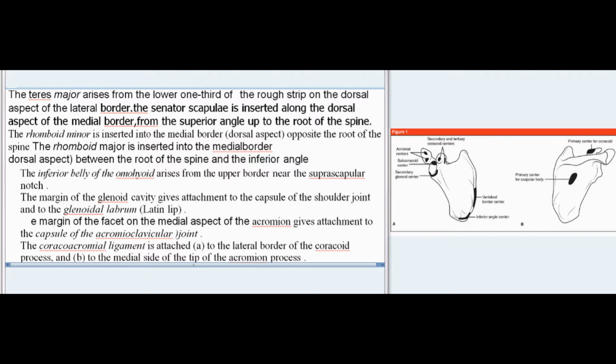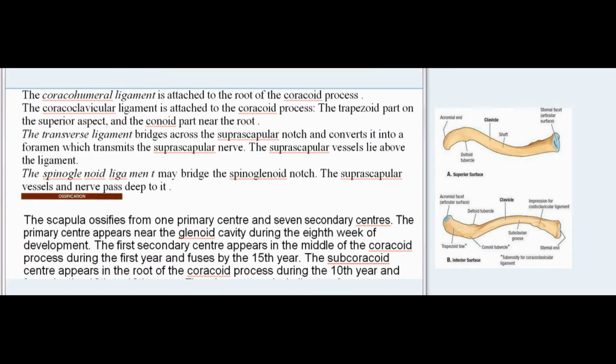The margin of the glenoid cavity gives attachment to the capsule of the shoulder joint and to the glenoidal labrum, or glenoid lip. The margin of the facet on the medial aspect of the acromion gives attachment to the capsule of the acromioclavicular joint. The coracoacromial ligament is attached to the lateral border of the coracoid process and to the medial side of the tip of the acromion process. The coracohumeral ligament is attached to the root of the coracoid process.